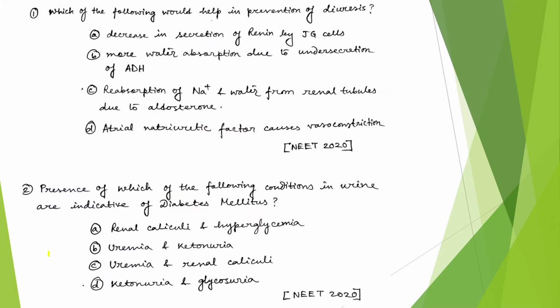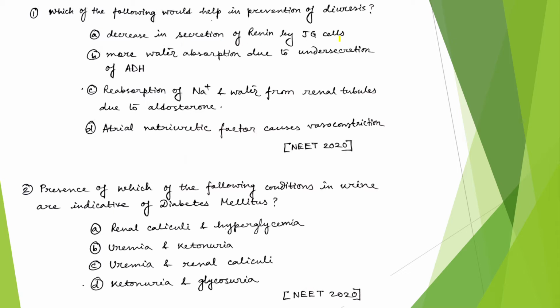Okay, so let's begin. Now the first question. Which of the following would help in prevention of diuresis? What is diuresis? Diuresis means when diluted urine is formed. And prevention of diuresis means when concentrated urine will be formed. So, what will cause formation of concentrated urine? Now the options are decrease in secretion of renin by JG cells.